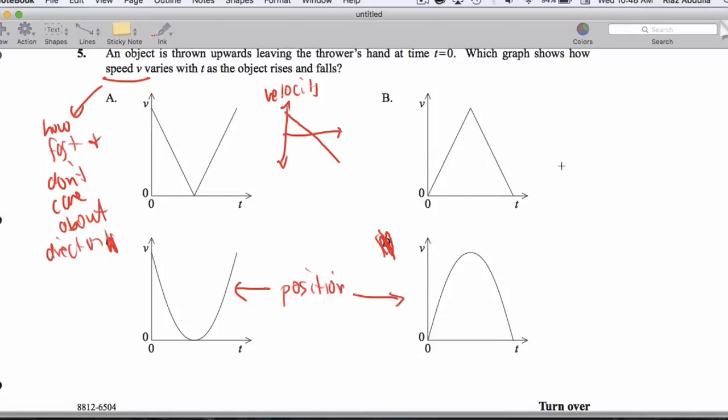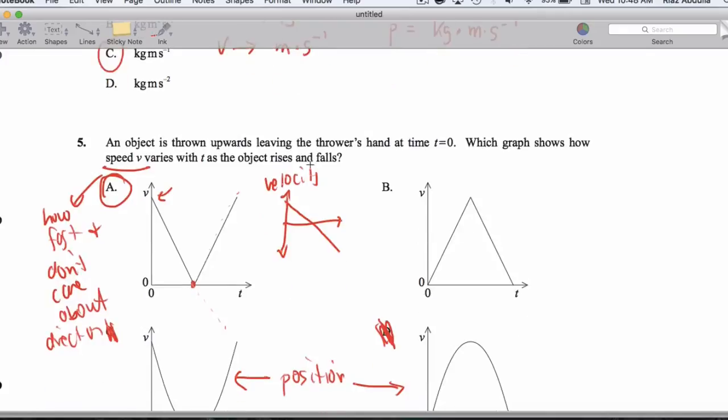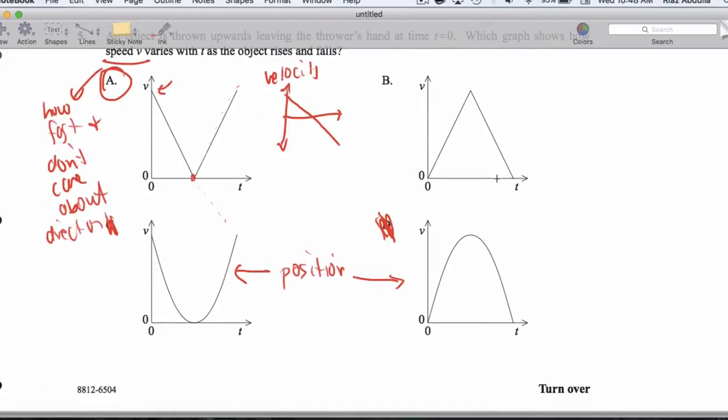Since we throw something upwards, its speed starts as positive, slows to 0, and then speeds up. Ordinarily, I'd say going backwards, but we're not interested in whether it's going backwards or forwards. We're interested in whether it's gaining or losing speed. So it's going to gain speed again, even though it's going backwards. So choice A is the answer. So that's questions 1 through 5. We'll take a look at 5 through 10 in the next exam.